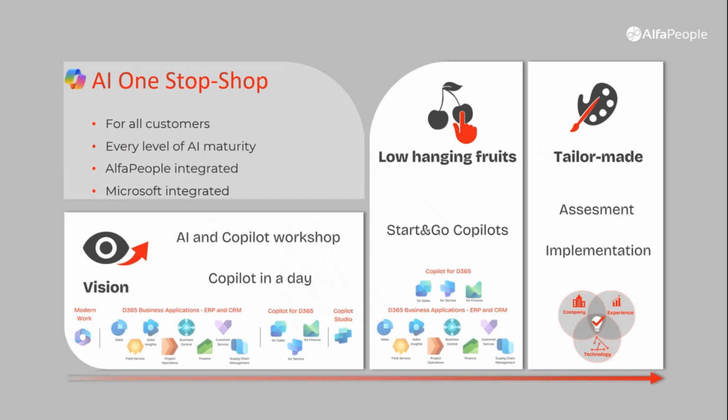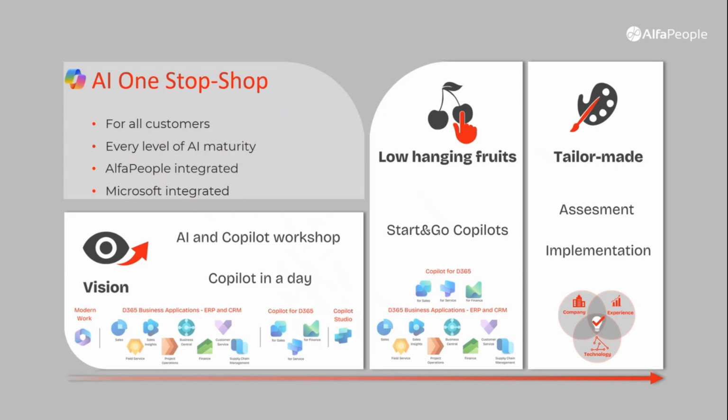So we have 3 main areas that we offer in terms of services regarding AI. We have the vision area, the low-hanging fruit, and the tailor-made area. So the vision area has the AI and Copilot workshop and the Copilot in a day. The workshop is the start of your AI journey, basically, in an 8-hour workshop for people that want to have an overview over what kind of solutions we have, what is possible. We don't know yet where to go or what to use. That is ideal for you to get a very broad overview in what is there, what is possible, what's the landscape like.